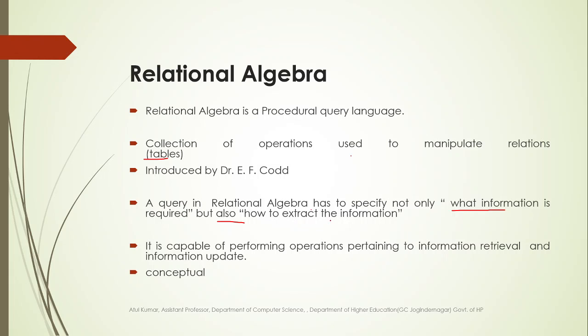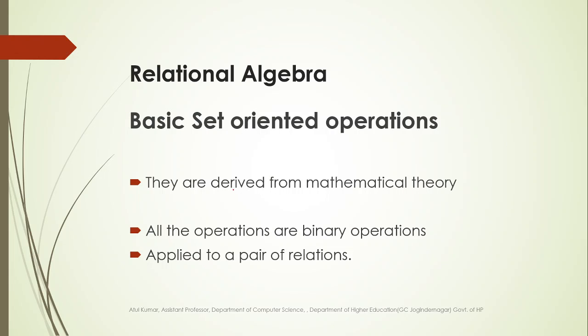So it means that a procedural query language specifies what information is required and how to get that information. It is capable of performing operations pertaining to information retrieval and information update. There are different kinds of operations in relational algebra. Firstly, I will discuss the basic set operations in relational algebra.